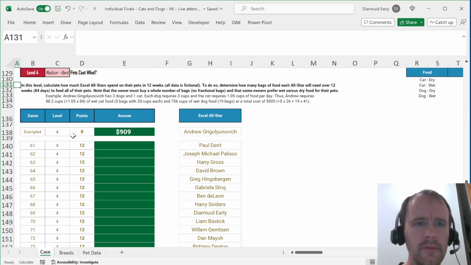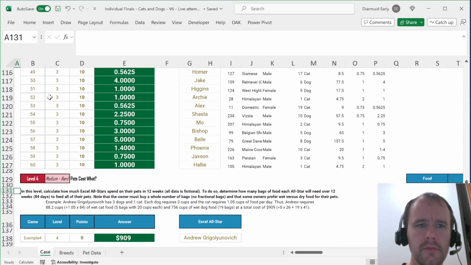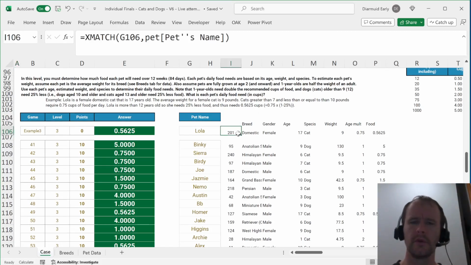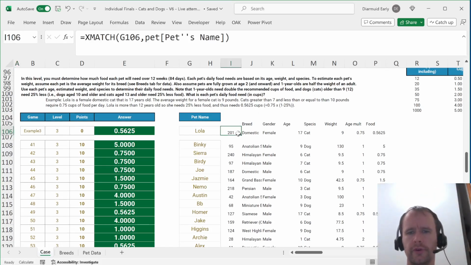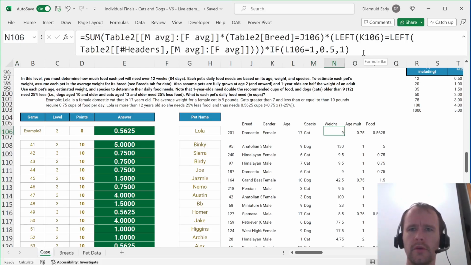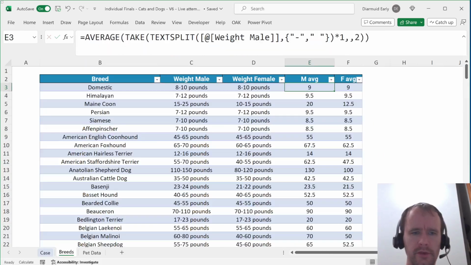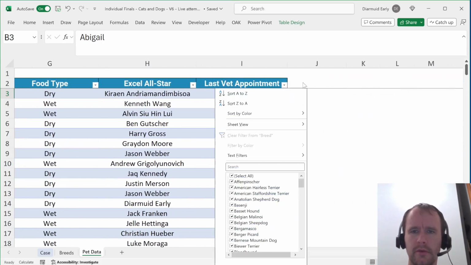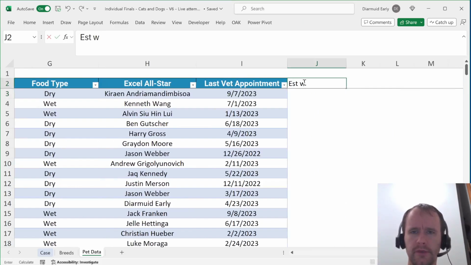In this level, calculate how much XSTEL All-Stars spend on their pets in 12 weeks. All data is fictional. To do so, determine how many bags of food each All-Star will need over 12 weeks to feed their pets. Okay, so alright, so we got to take all this stuff and bring it into the pet data table. So we'll add est weight.